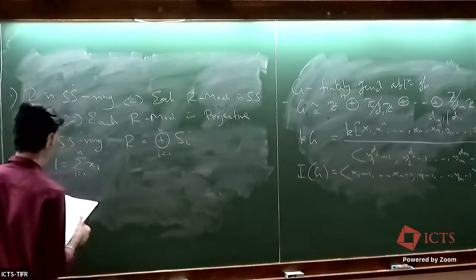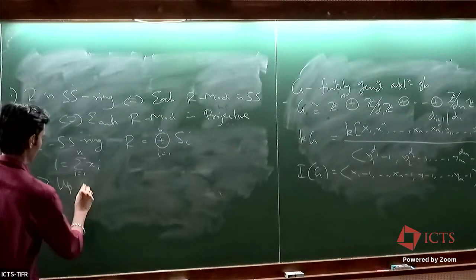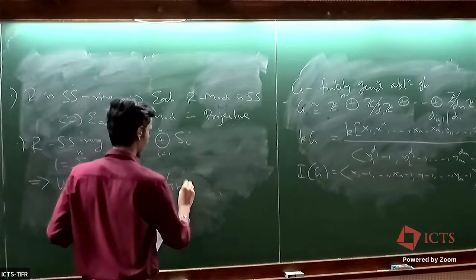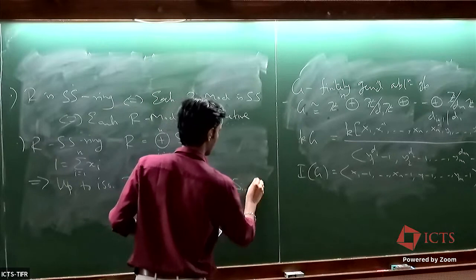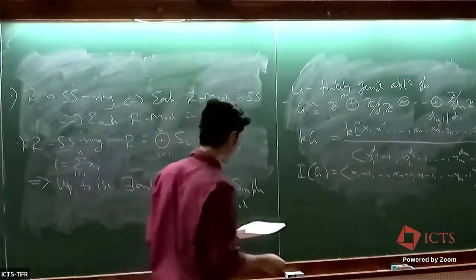Okay, and therefore this says that up to isomorphism, there exist only finitely many simple R modules. Okay.